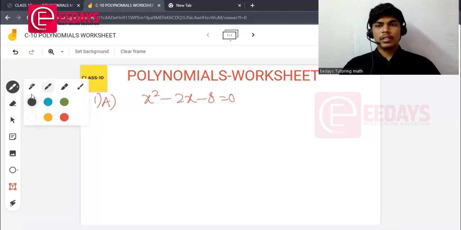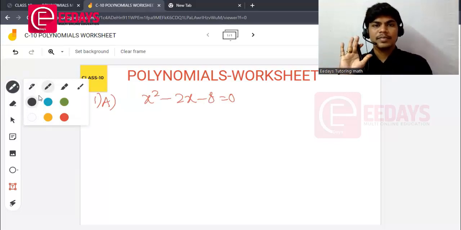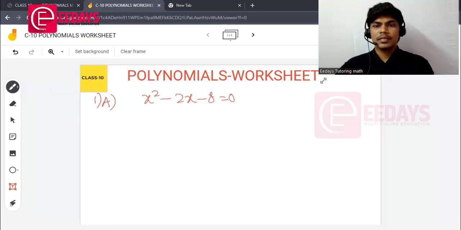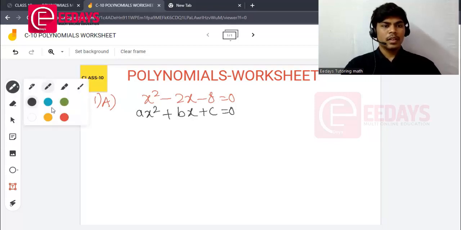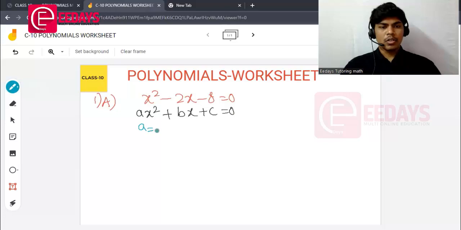Can't we apply the splitting the middle term process? How many of you remember the splitting the middle term process? Please raise your hand. No one? All right, let's see. You just compare with the general form ax square plus bx plus c is equal to 0 and write the terms. a is equal to 1 here. In the place of b, the coefficient of x is minus 2 and c is equal to minus 8.